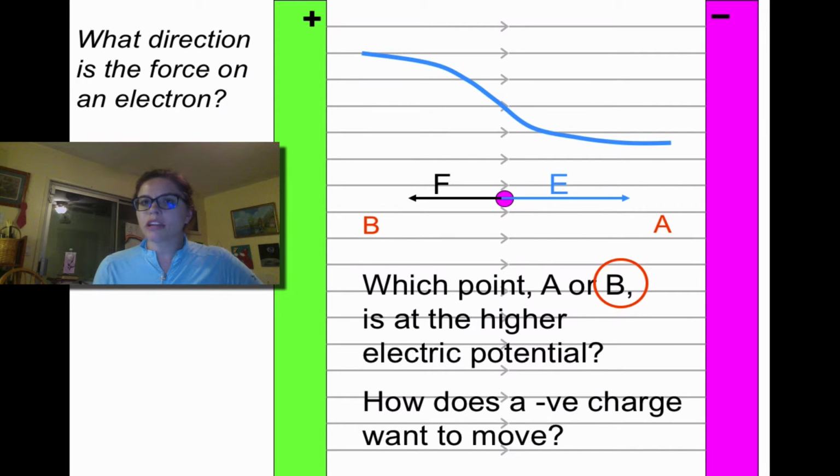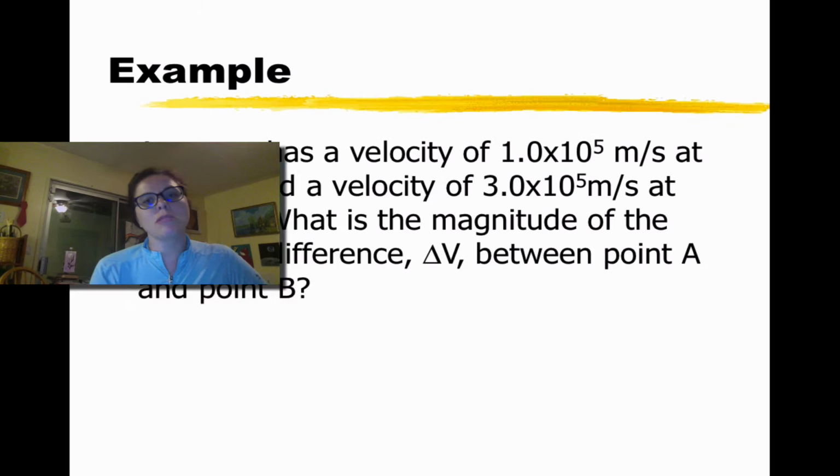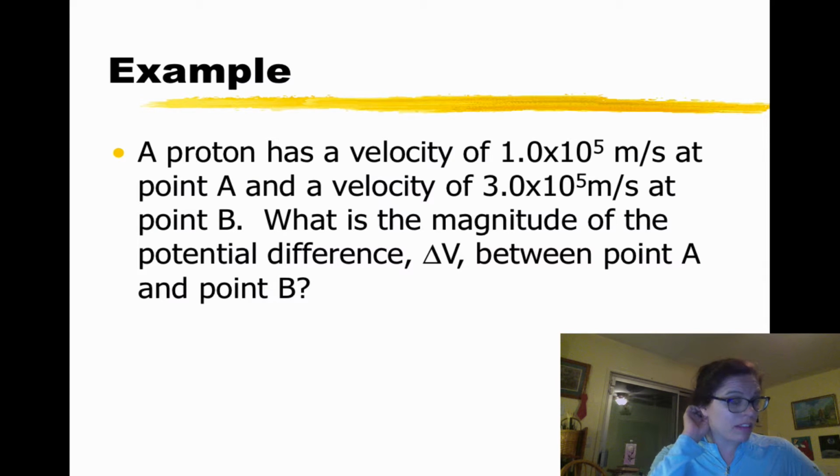Protons want to go downhill, just like the bowling ball example from the previous video wants to go down to lower potential energy. Electrons want to go towards higher potential. Electrons want to move uphill. All right, so here's an example.